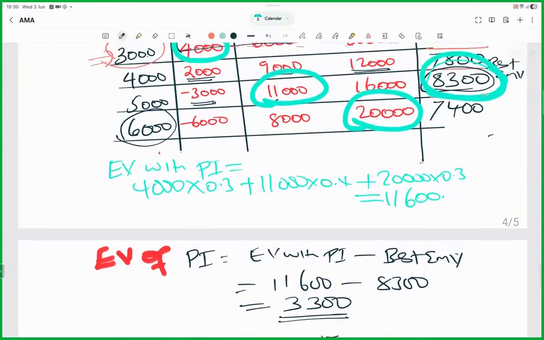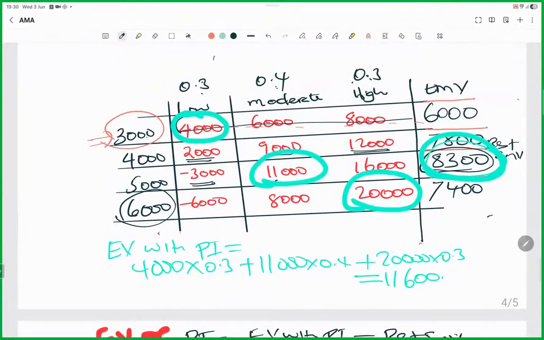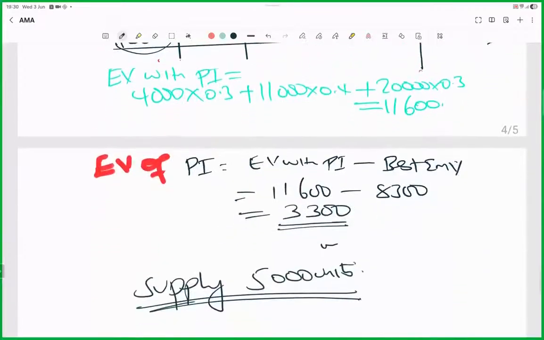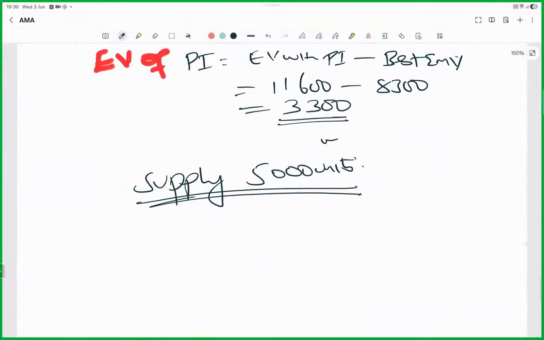Yeah, you see for Roman 2 optimal answer, we picked 8,300, right, as the best EMV. So if we go for 3,000, we get this money. The very best among the 4 is the one which gives us the highest, which is what here? Is it 3,000 or 5,000? 5,000. That is, first of all, the optimal, best EMV. But now in terms of EV of PI, it is EV with PI minus best EMV, which gives us 3,300. So in this case, you are going to incur this money to pay an expert, expecting to get how much?